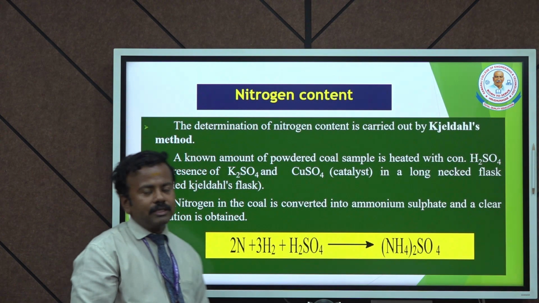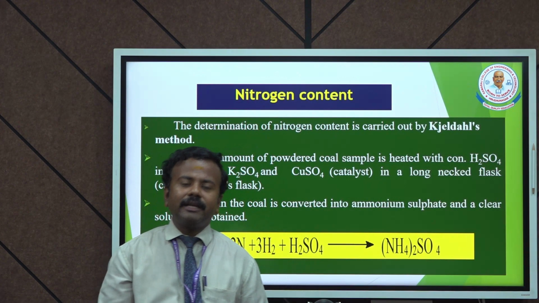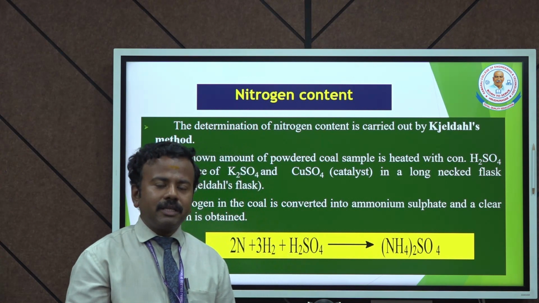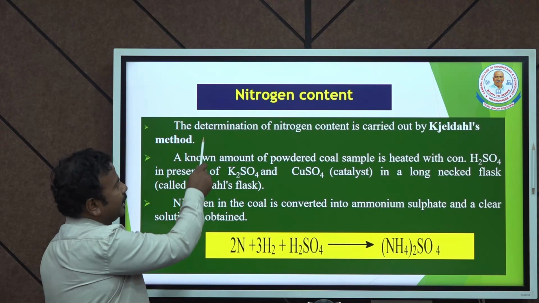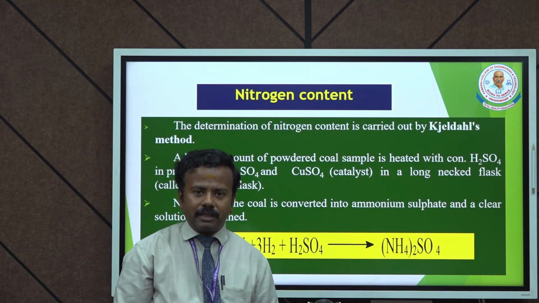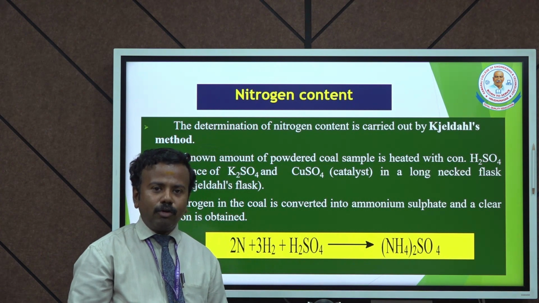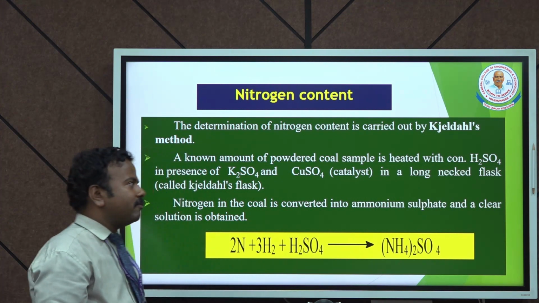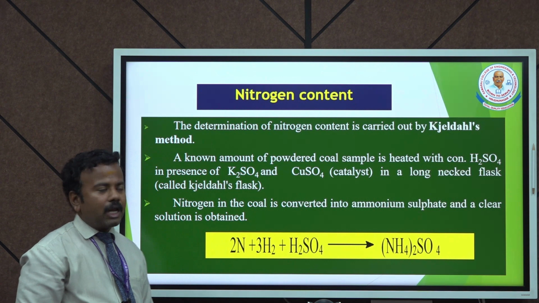So next one is nitrogen content. The first case, carbon and hydrogen, can be analyzed by the combustion apparatus method. Then the second case is nitrogen content. Here the nitrogen content can be analyzed by the Kjeldahl method. Kjeldahl is nothing but a long necked flask, so vigorous reactions may be carried out in this kind of Kjeldahl flask. The determination of nitrogen content can be carried out by Kjeldahl's method.